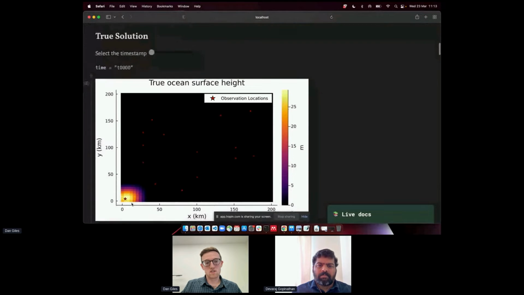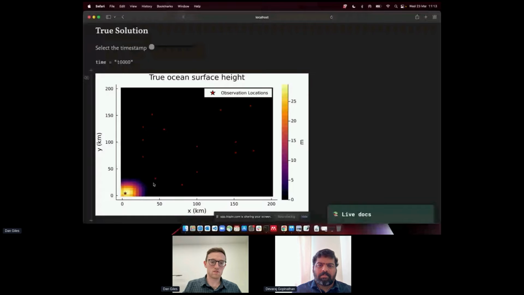So you'll see here that this is the true ocean surface height. So this is what we're going to be aiming for in our simulated mean estimates of the ocean height. So the true surface at time equals 0 is just this Gaussian wave at the bottom left. So you can think of it as just a hump on the ocean surface, and then the rest of the ocean at the very start is just flat.